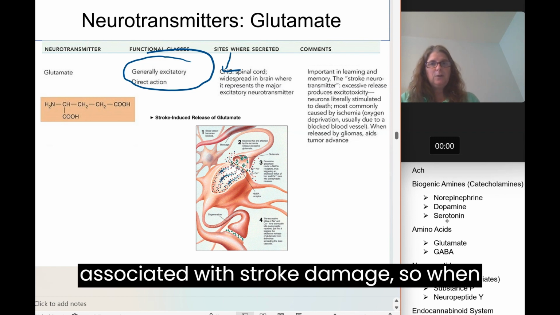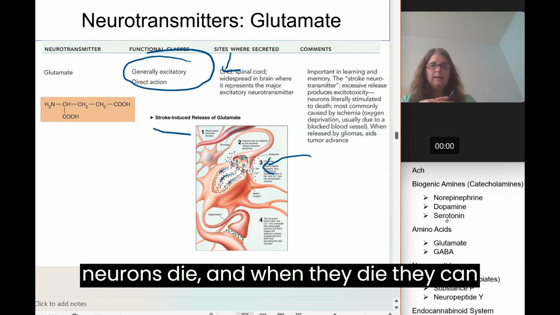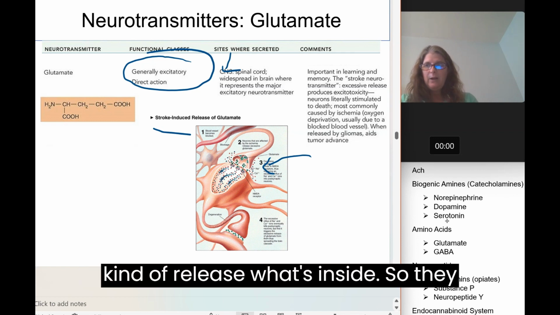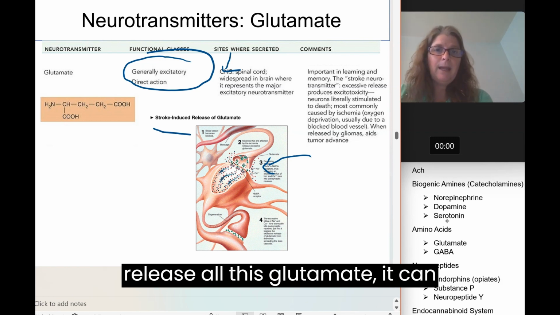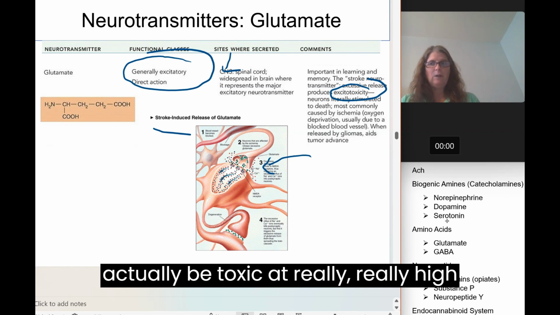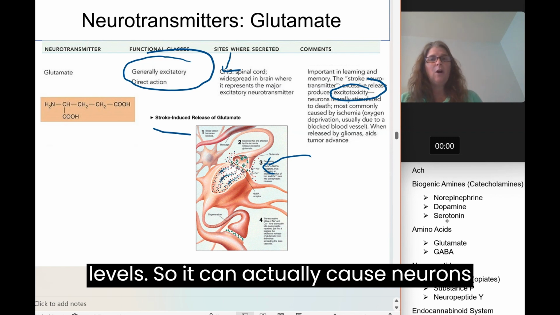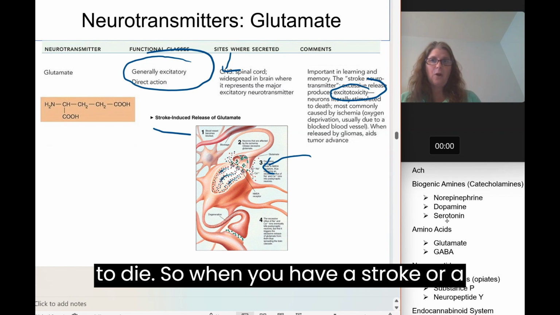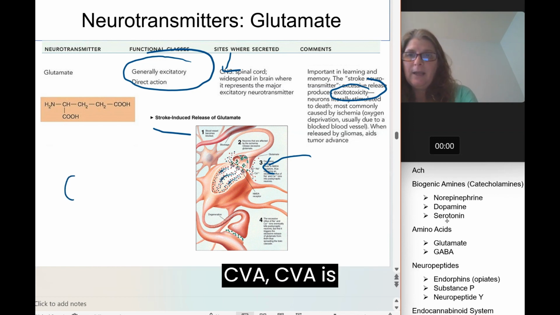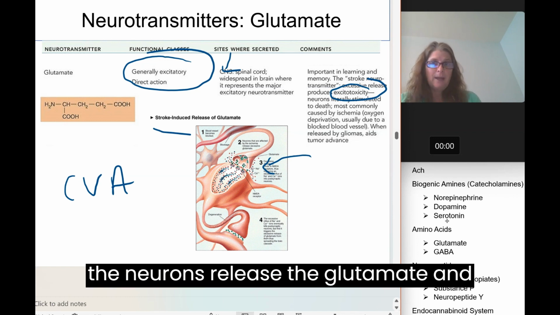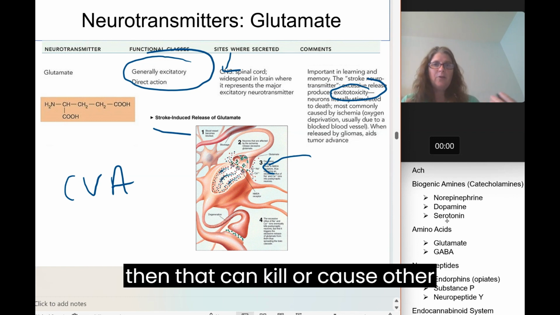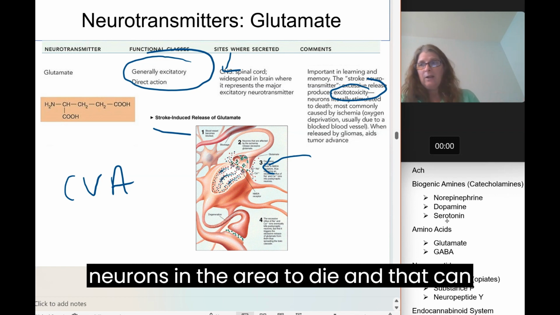Now, it's also associated with stroke damage. So when you have a stroke, what happens is the neurons die. And when they die, they can release what's inside. They have a lot of glutamate because that's the main way they communicate. And when they release all this glutamate, it can actually be toxic at really, really high levels. So it can actually cause neurons to die. So when you have a stroke or a CVA, cerebrovascular accident, the neurons release the glutamate, and then that can kill other neurons in the area, and that can cause a lot of the damage from that.